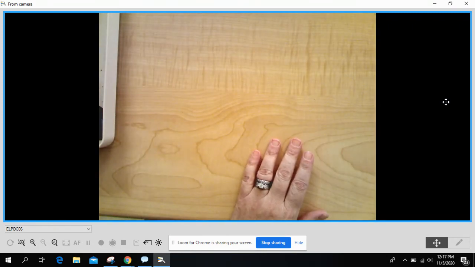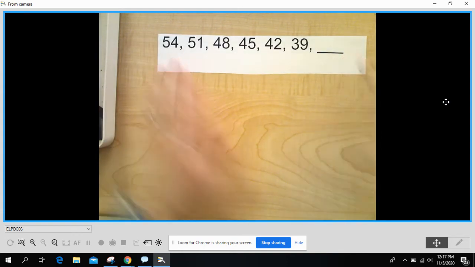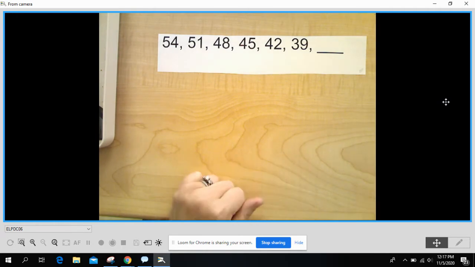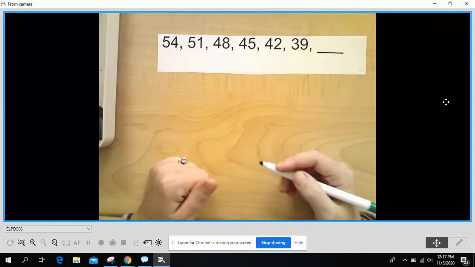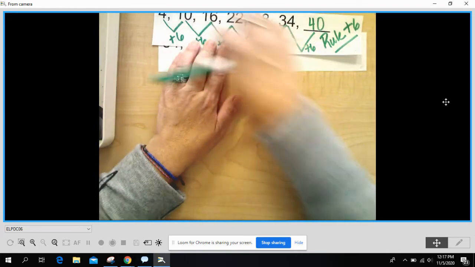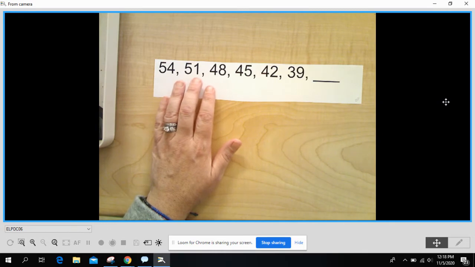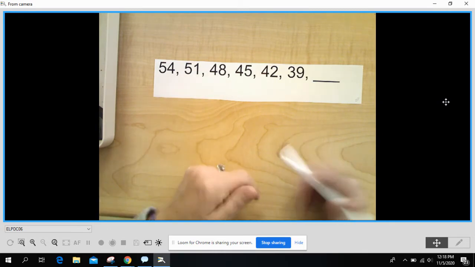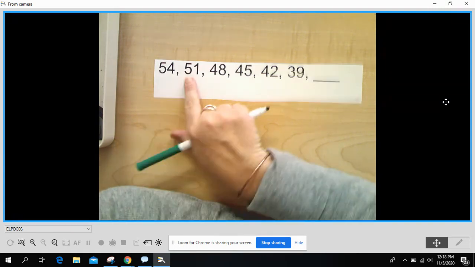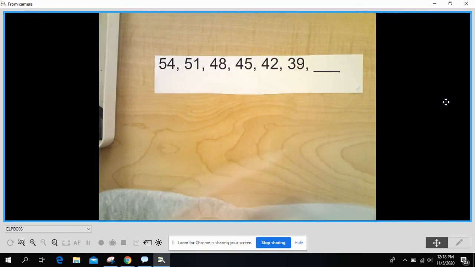I want you to notice something about this pattern right away. Here it is. What do you notice about the numbers? They're getting smaller. Well, the change in a pattern can be increasing, like it was in this one. But the change can also be decreasing as long as it decreases by a constant value, has a constant change. So let's look. I go 54, 51, 48, 45, 42, 39.